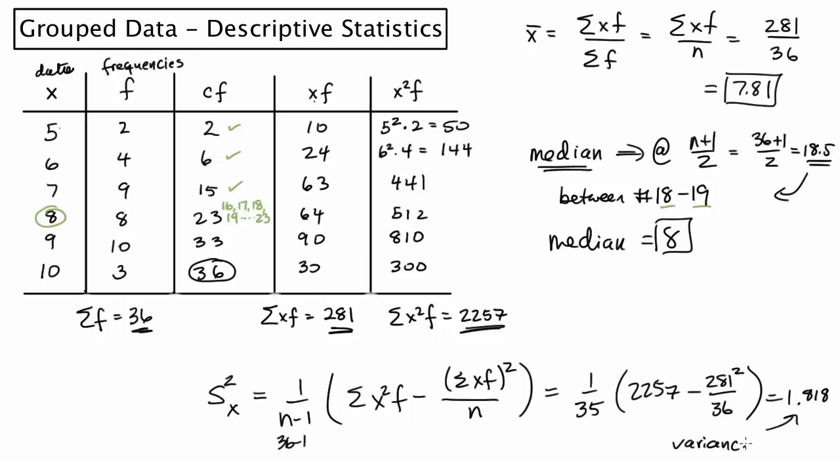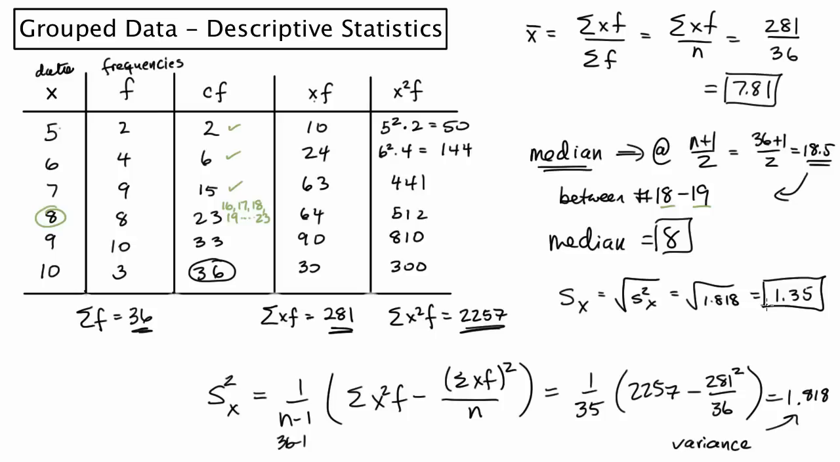What we really want is the standard deviation, and so the standard deviation here, which is Sx, is the square root of the variance, which is the square root of this number. And if you calculate that, you should get around 1.35. So that is the standard deviation of the data set.